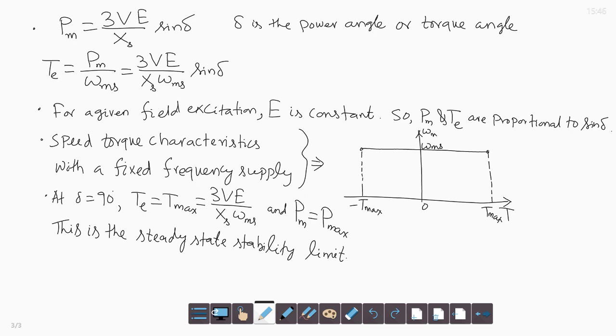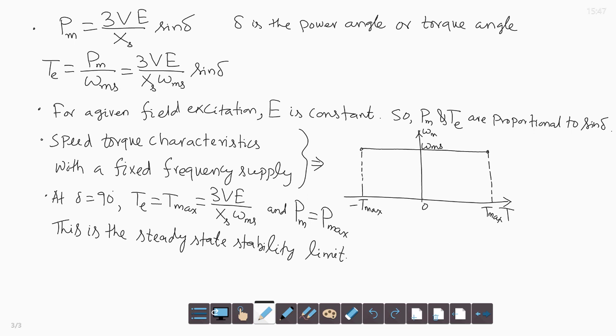At that point maximum power is produced, that is given by this. If the load torque is increased beyond this maximum torque, then the motor will lose synchronism, pull out of step and stop. So, this is the steady state stability limit, the maximum torque and power that can be produced, and that can be reached only if the motor is loaded gradually, slowly, up to the upper limit.